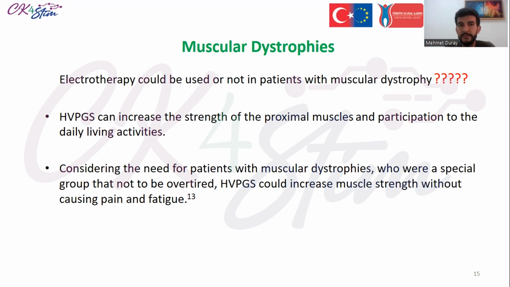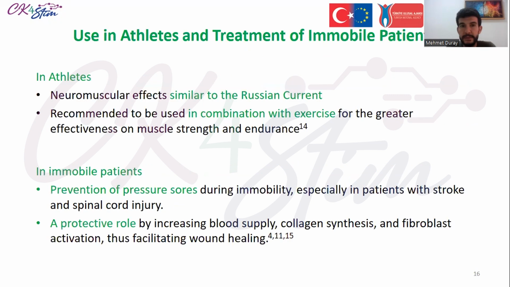You can use high voltage pulse galvanic stimulation in muscular dystrophies, but whether electrotherapy could be used in patients with muscular dystrophy is not obvious. But in the studies, it is reported that high voltage pulse galvanic stimulation increased the strength of proximal muscles and participation in daily living activities. And when we consider the needs of patients with muscular dystrophies, high voltage pulse galvanic stimulation could increase muscle strength without causing pain and fatigue.